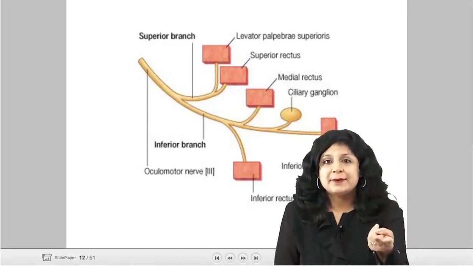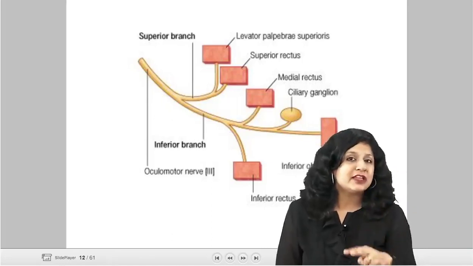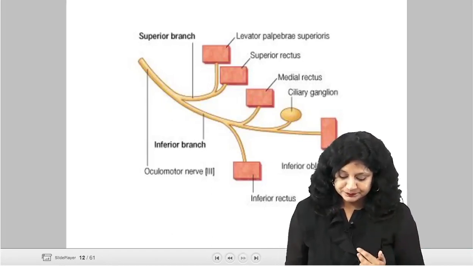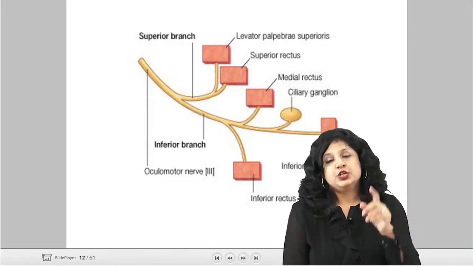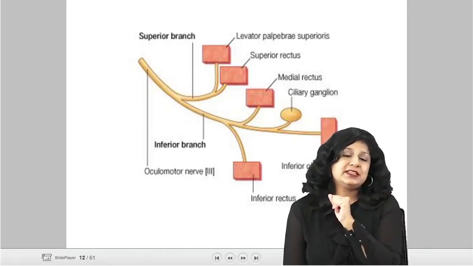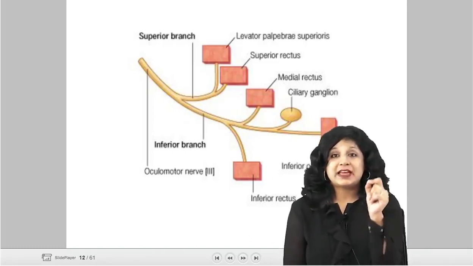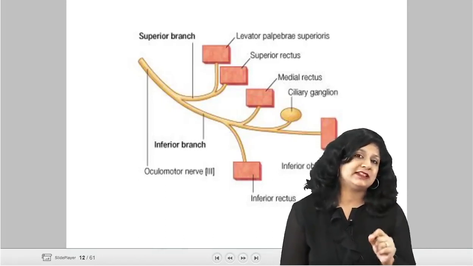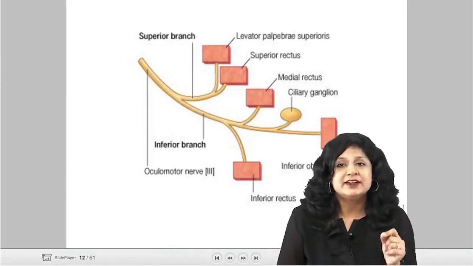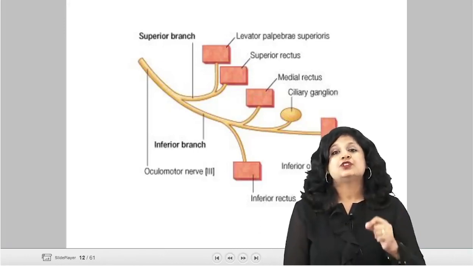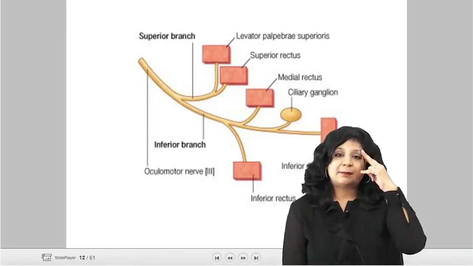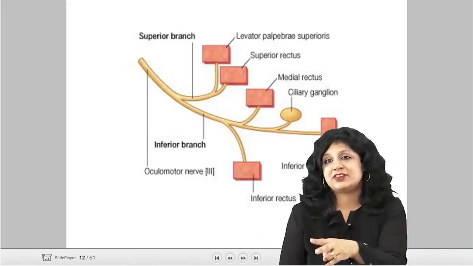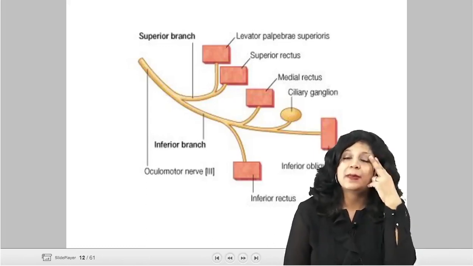One is the superior branch and the second is the inferior branch, or I can say the upper division and the lower division. Now another MCQ is: which muscles are supplied by the superior division of the third nerve and which muscles are supplied by the inferior division? So how to get this? Always remember that there are only two muscles which are supplied by the superior or upper division, and which are on the superior side.